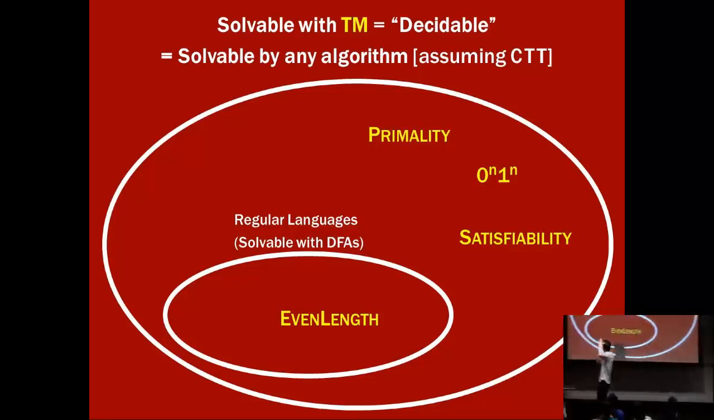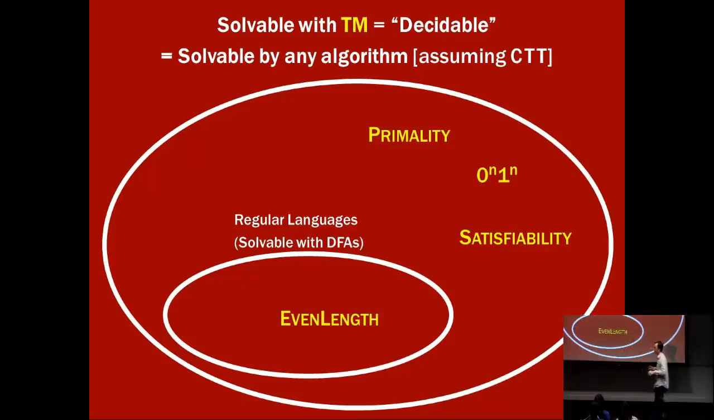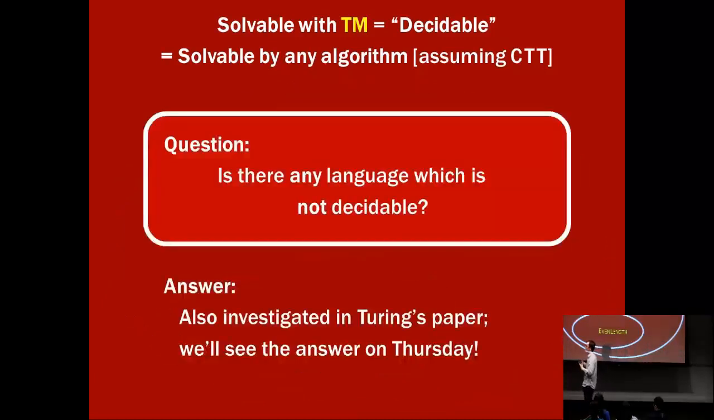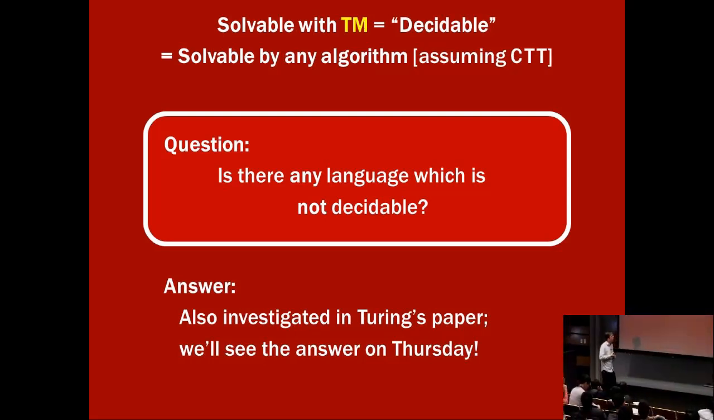Okay, so this is the set of all languages that we're finally going to be satisfied with. It's all the problems that you can solve with Turing machines. We call that decidable. We really tried to argue that it's all the languages you could solve by any algorithm. And if you believe in the Church-Turing thesis, then that's really true. So let's ask one more question. If you go back to this circle, is there anything out here? Is there any language which is not decidable, solvable by any algorithm? Well, in fact, Anil will tell you about the answer to that question on Thursday, because it was also answered in Turing's paper.